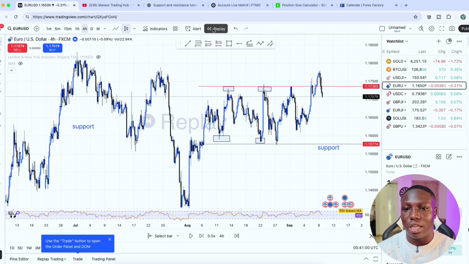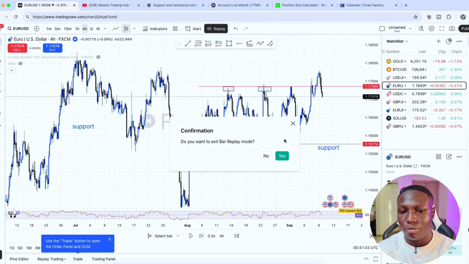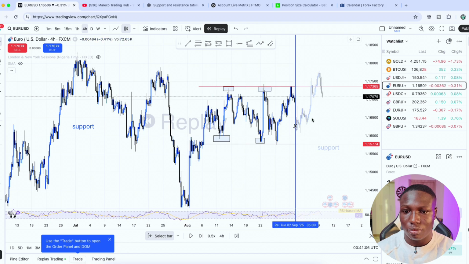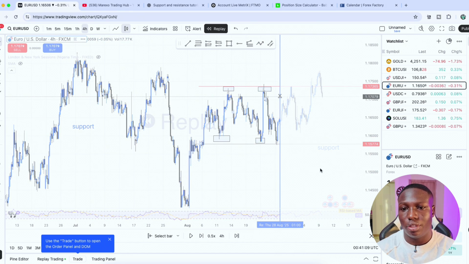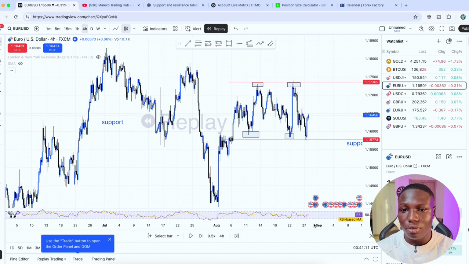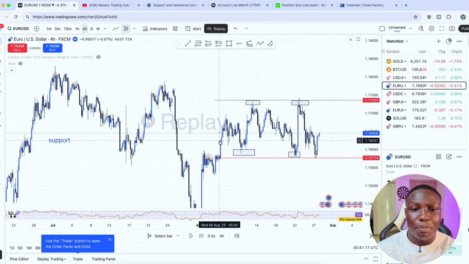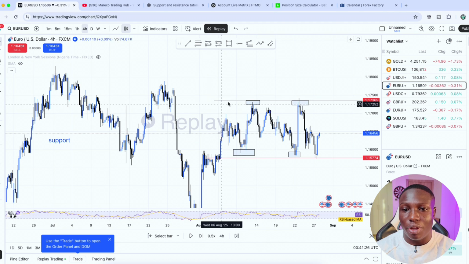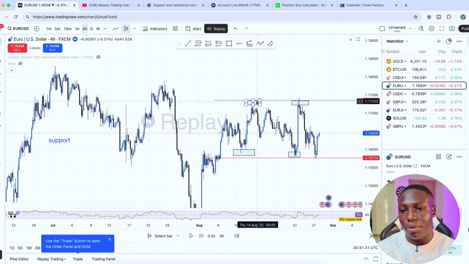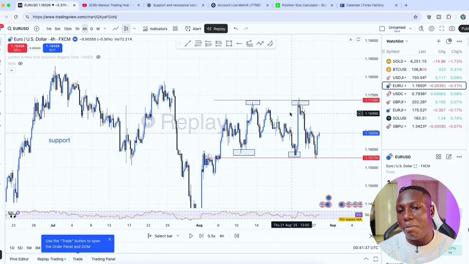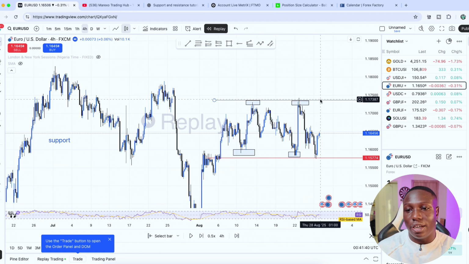Let me replay this candle back to somewhere around here. As I said earlier, when price reacts to a particular zone twice, there's a high probability that that's a valid resistance zone. Like we have here on the chart, price came up, reacted at this point, went back down, came back to the same line and reacted, went back down. Now I marked this as my resistance zone.